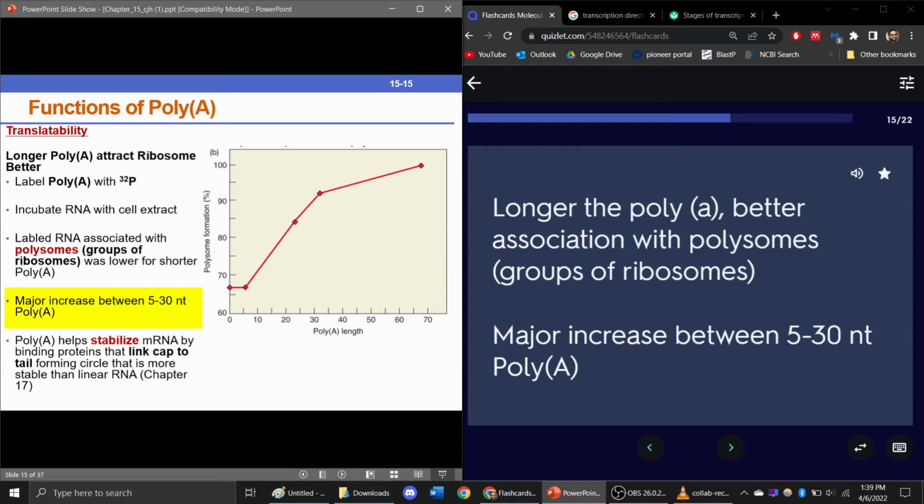But you can see here, the biggest jump is between 5 and 30 nucleotides. Past that, you start to see diminishing returns. Between 5 and 30 nucleotides, that's when you see your best returns on poly A translatability lengthwise. Past 30 nucleotides, that's more a function of increasing stability.